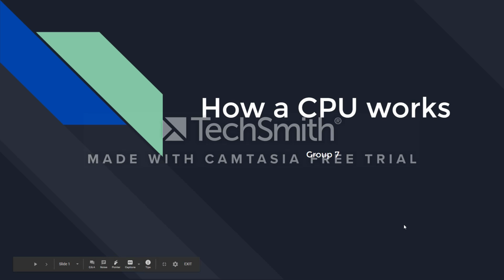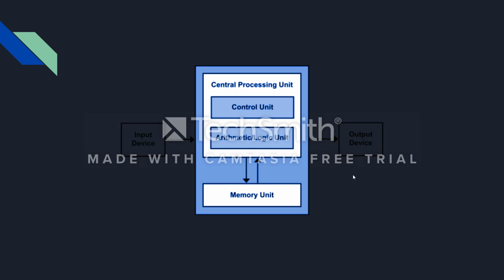Hello class, today I'm going to explain how a CPU works, here presented by our group 7. So let's jump right into the topic with a simple diagram of a CPU. Right here I have a simple diagram of what a CPU generally contains. As you can see, it has a control unit, an ALU, which is the arithmetic logic unit, as well as the memory unit, alongside the input and output on the other sides.